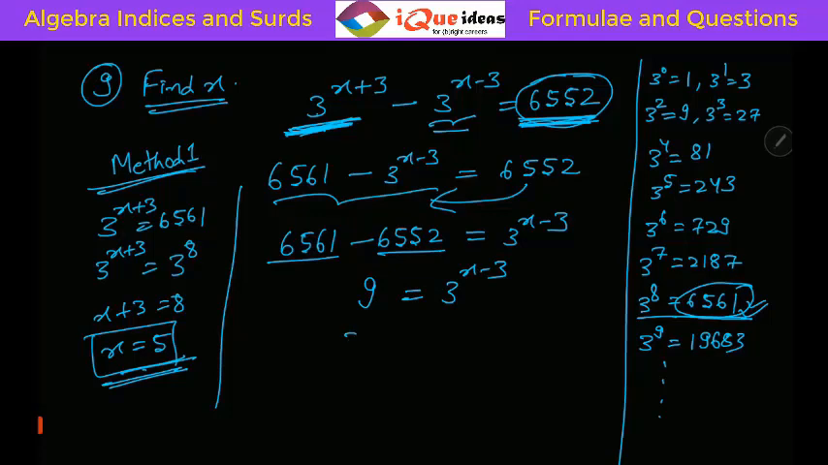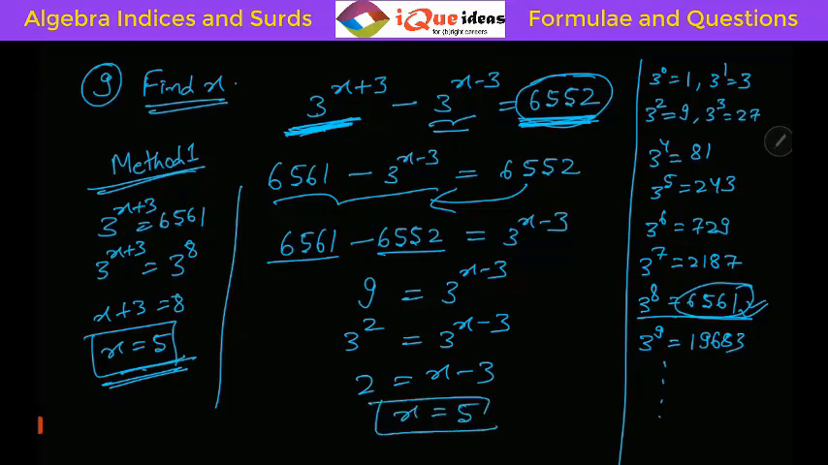Now 9 is 3 square. So 3 square is equal to 3 to the power x minus 3. So 2 is equal to x minus 3. From here also you get x equal to 5. Right. That means this x equal to 5 is a correct answer. So 6561, our assumption that we started with, is correct.